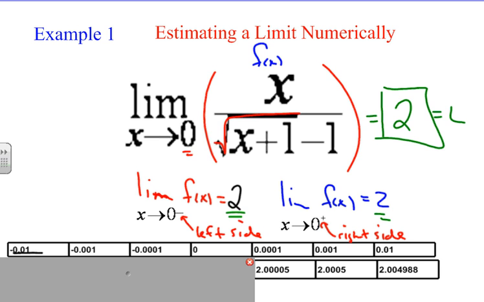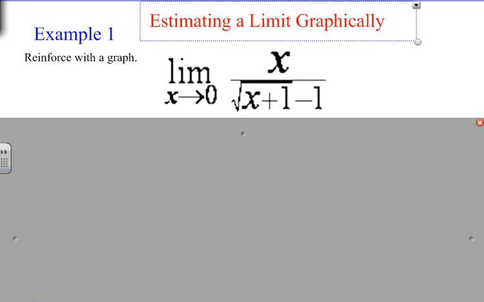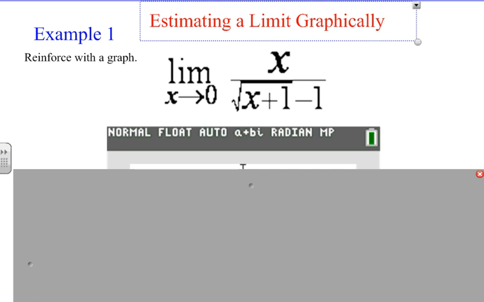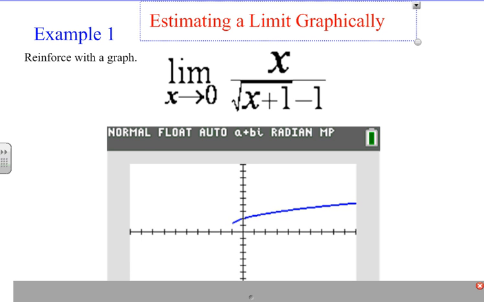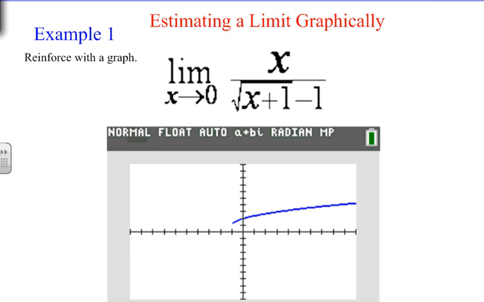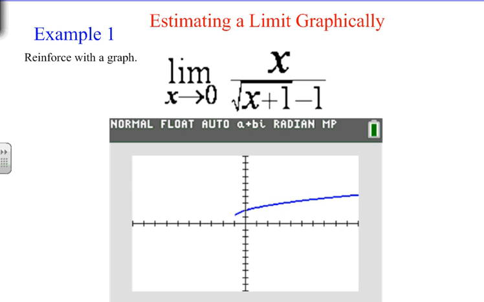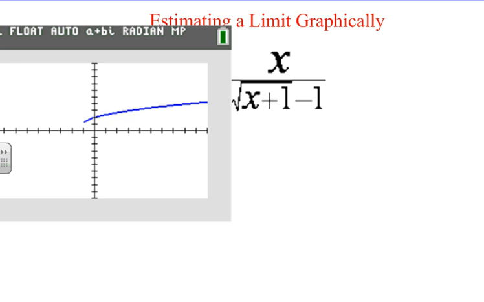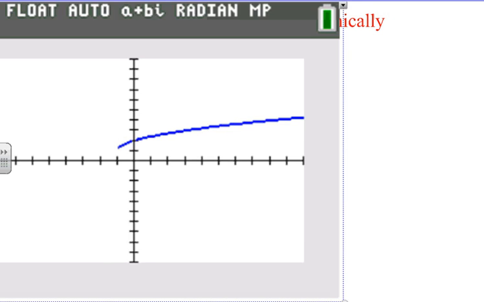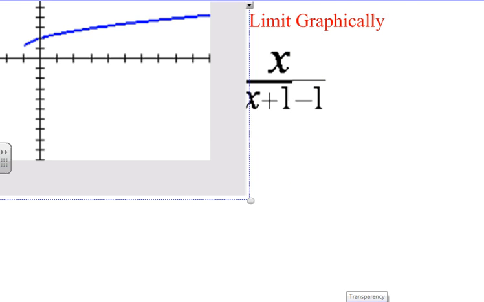Now, with that, we're going to find the limit graphically. To find this limit graphically, we're going to take this and look at the graph. You can see we have what appears to be a square root function. And we're going to be approaching this value from the right and left side of this graph. I'm going to try to blow it up even more so we can really see where this is going.